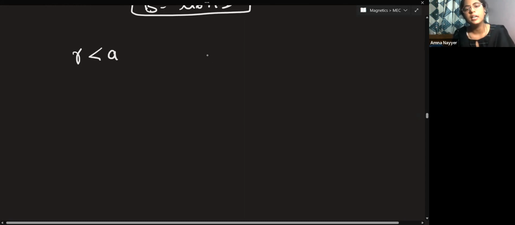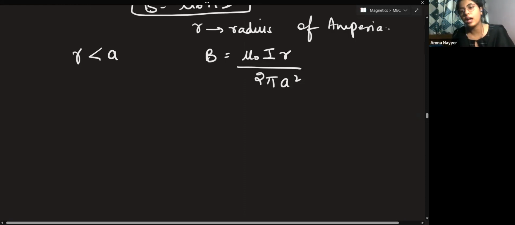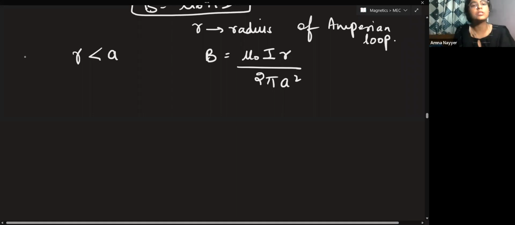R is less than A. The formula came out to be B is equal to mu naught I into r divided by 2 pi A square, where r is the radius of the Amperian loop. Not a Gaussian, Amperian. This is the radius of the Amperian loop. Now, this was for the inside region.